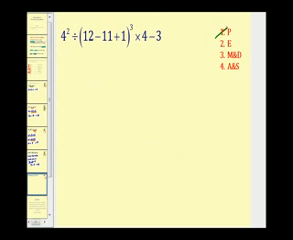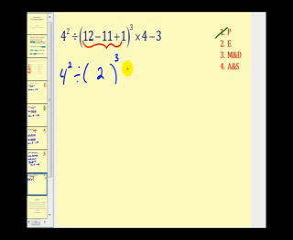Step 1, we'll simplify inside the parentheses. So we're going to have 4 squared divided by, here we have 12 minus 11, that'd be 1, plus 1, that would be 2, still raised to the third power, times 4 minus 3. Step 2, we simplify our exponents. So we have 4 squared, that's 16, divided by 2 to the third, which would be 2 times 2 times 2, that's 8.